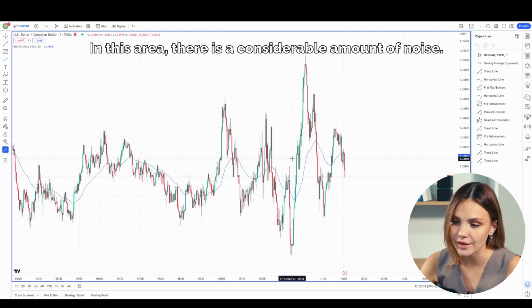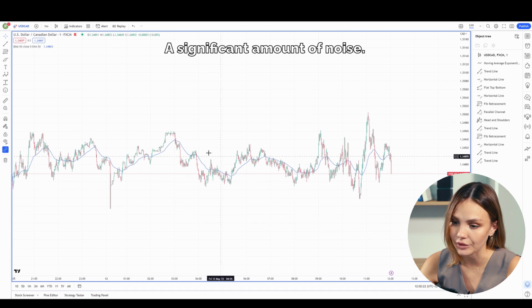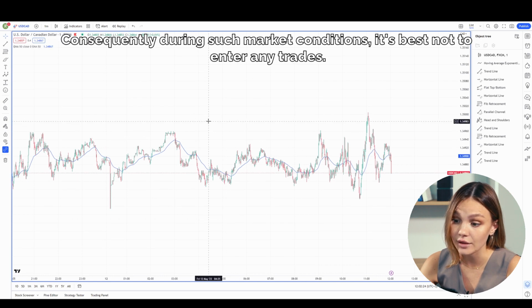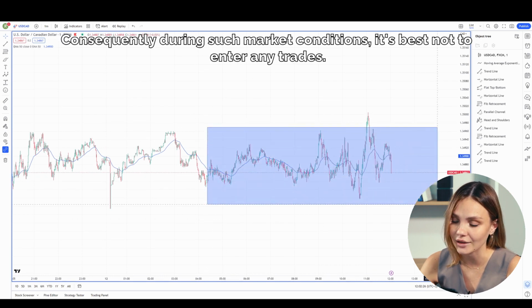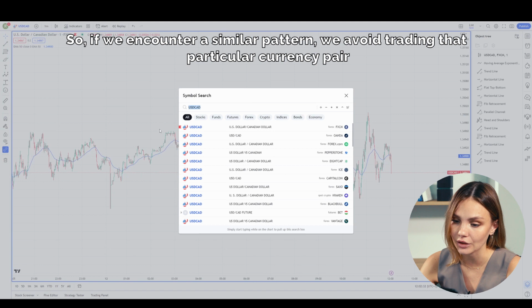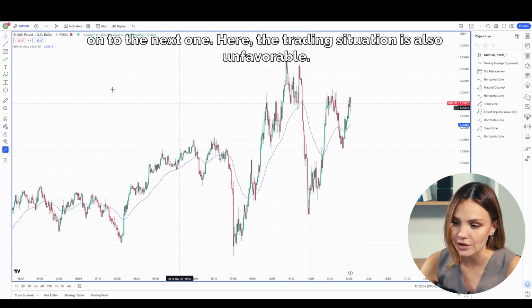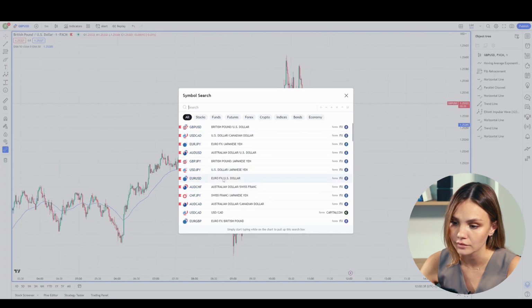In this area, there is a considerable amount of noise. A significant amount of noise, actually. During such market conditions, it's best not to enter any trades. So if we encounter a similar pattern, we avoid trading that particular currency pair and move on to the next one. Here, the trading situation is also unfavorable.